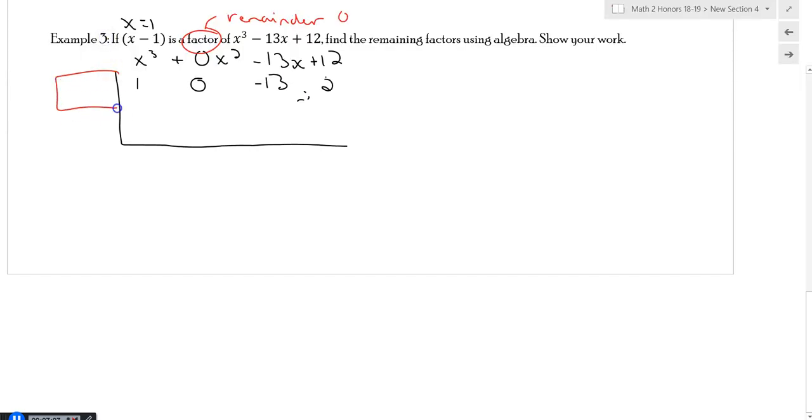And then over here we put 1. We know we're going to want 0, right? So let's see if we get 0. Bring down your 1. That should be 12. I can't read. 1 times 1 is 1. 1 times 1 is 1, which is negative 12. 1 times negative 12 is negative 12, which is 0.